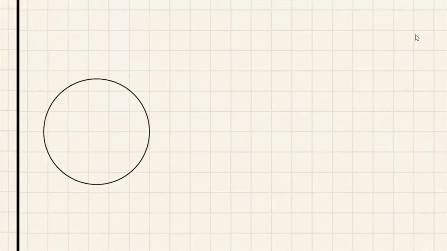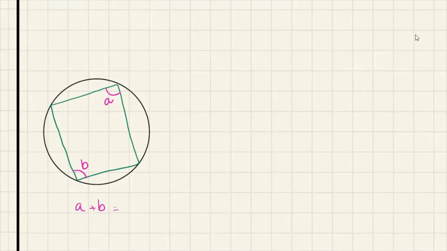Okay, the next property is about a cyclic quadrilateral. What is a cyclic quadrilateral? A cyclic quadrilateral is one where all the corners of the quadrilateral touch the circumference, like this. You can see that all the corners of the quadrilateral are touching the circumference. Now, the opposite angles in the quadrilateral add up to 180 degrees. If this is A and this is B, then A plus B will be equal to 180 degrees. Let's suppose a value, for example, this is 70 degrees. 180 minus 70 is 110. So this angle would be 110 degrees.